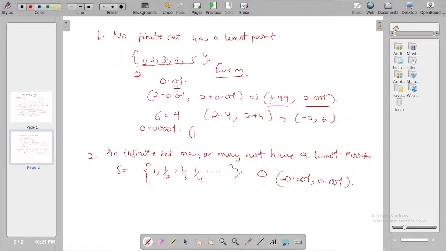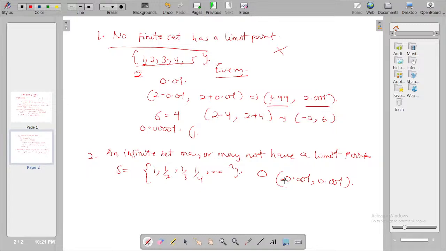So one thing to clarify, once I take 3, I'll surely have only 3 to be part of the set, and 3 should not be part for us to have it as a limit point. So all finite sets here don't have a limit point. No finite set has a limit point. For this infinite set, as I said, we will surely have a limit point because it's approaching 0, right? It's decreasing, so it's approaching 0.